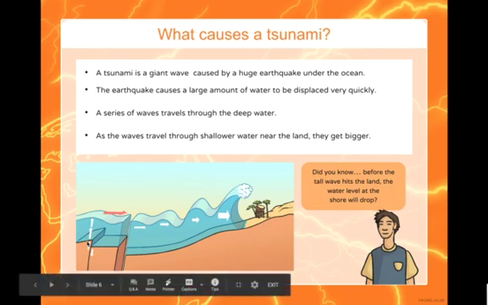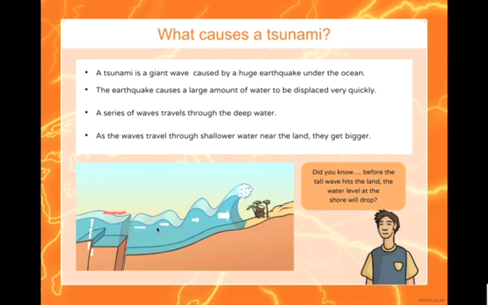So in the middle of the ocean here, where the earthquake is happening, the water is quite deep. But then the waves travel nearer to land, where the water is shallower, and they get bigger and bigger. So by the time they reach land, they're very, very big.